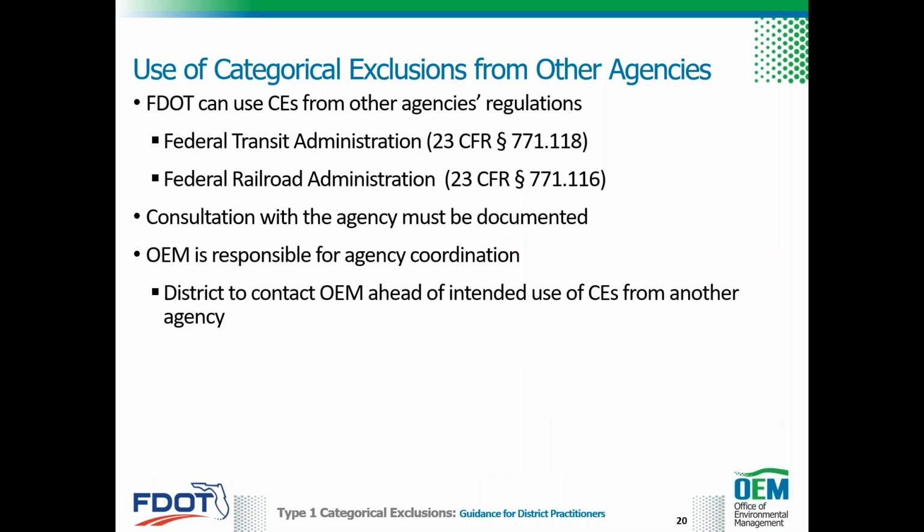While the focus of this training is on FDOT Type 1 CEs, it should also be noted that FDOT can use CEs from other agencies, such as the Federal Transit Administration or the Federal Railroad Administration. If a CE from one of these agencies is needed, then the district must contact OEM because OEM is responsible for that coordination with FTA or FRA, and any consultation with the agency must be documented.